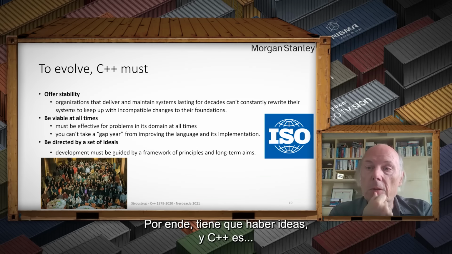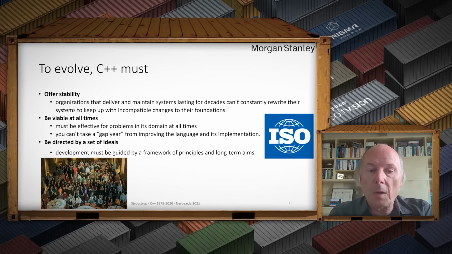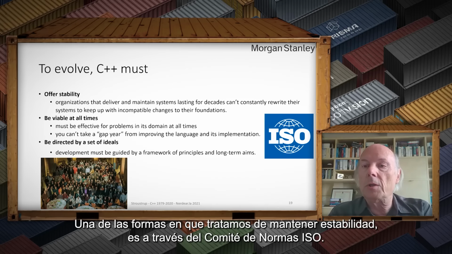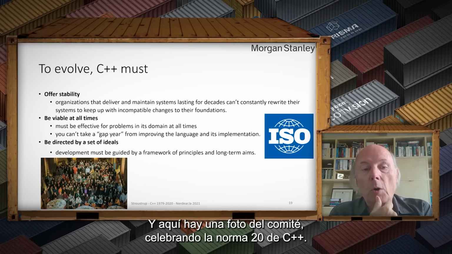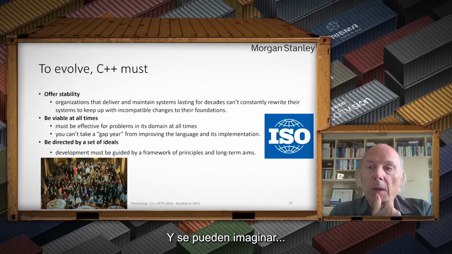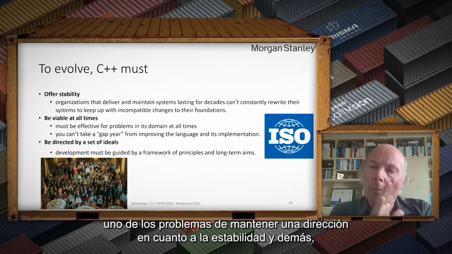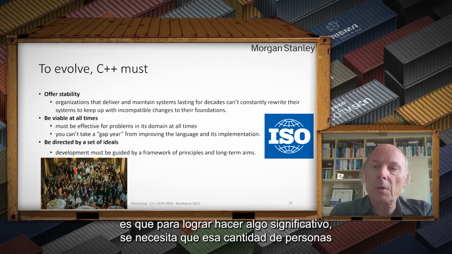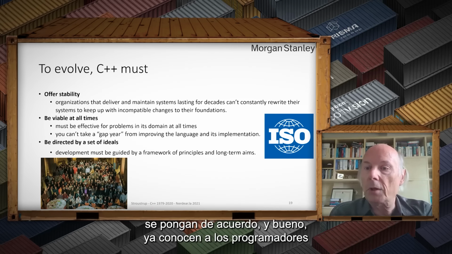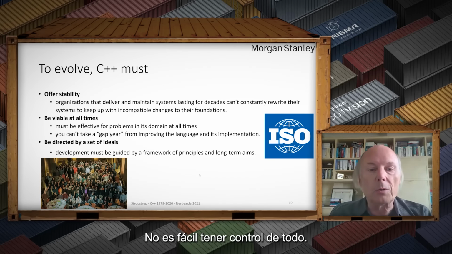And one of the ways we try to maintain stability in C++ is through an ISO standards committee. And there's a photograph of the committee celebrating the C++20 standard. And you can imagine one of the problems about maintaining direction, about stability and such, is that to get something significantly done, a group of people that large has to agree. And, well, you know, programmers and such, it's not easy to get them to agree on everything.